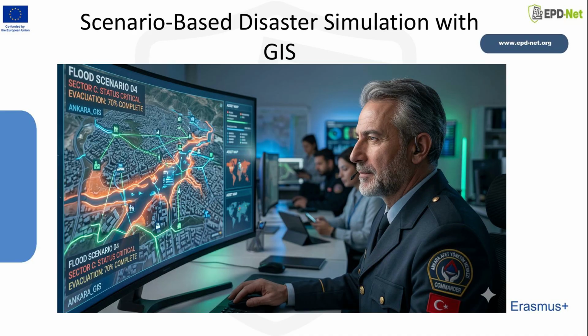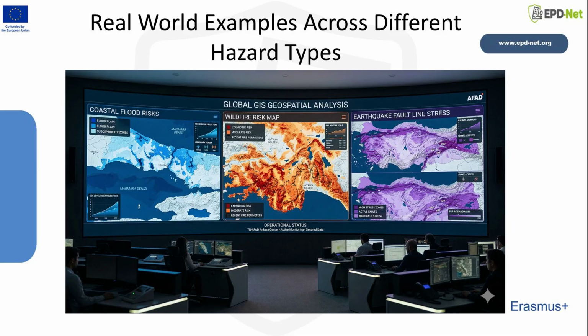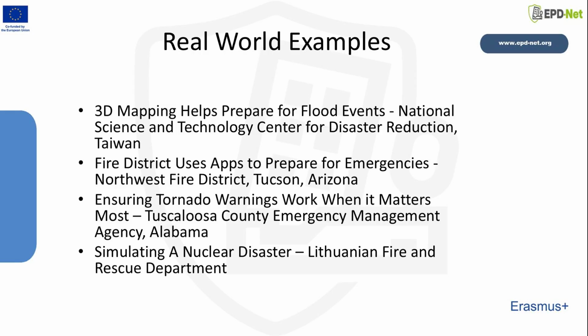GIS-based simulations are not just a tool in disaster management, they are a life-saving philosophy of pre-preparation. Using GIS simulation environments, we can model different disaster scenarios in advance, in a safe and controlled setting. These simulations help us understand possible impacts, explore different decisions, and evaluate the consequences before a real event occurs. In the next slides, you'll see how this capability adapts to different hazard types, each with its own planning needs and data requirements.